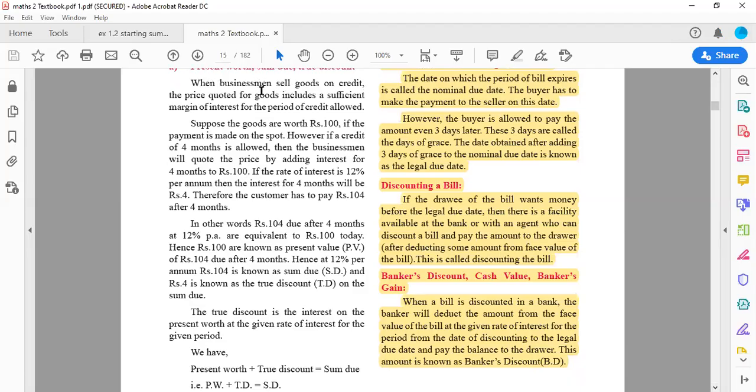When businessmen sell goods on credit, the price quoted for goods includes a sufficient margin of interest for the period of credit allowed. Suppose the goods are worth ₹100 if the payment is made on the spot. However, if a credit of 4 months is allowed, then the businessman will quote the same price by adding interest for 4 months to ₹100. If the rate of interest is 12% per annum, then the interest for 4 months will be ₹4. Correct? Therefore, the customer has to pay ₹104 after 4 months.